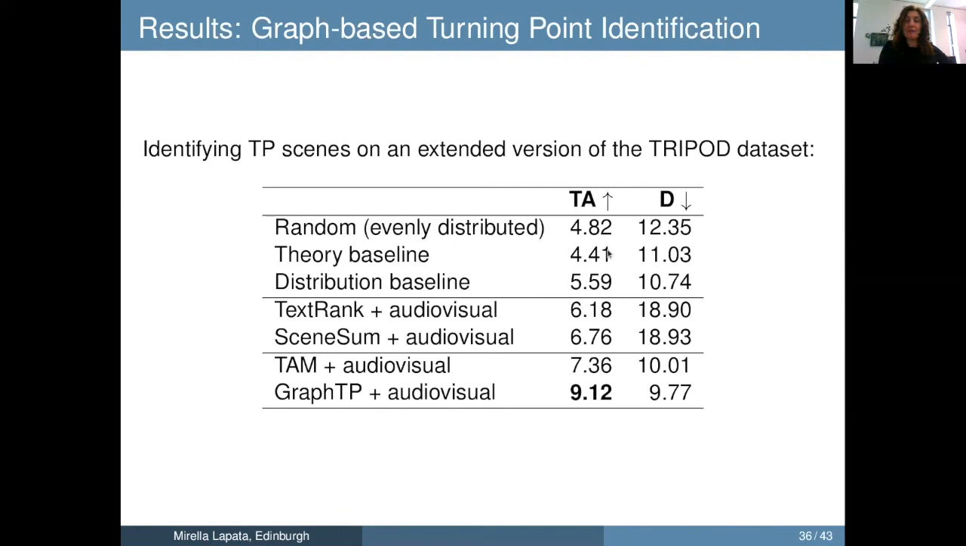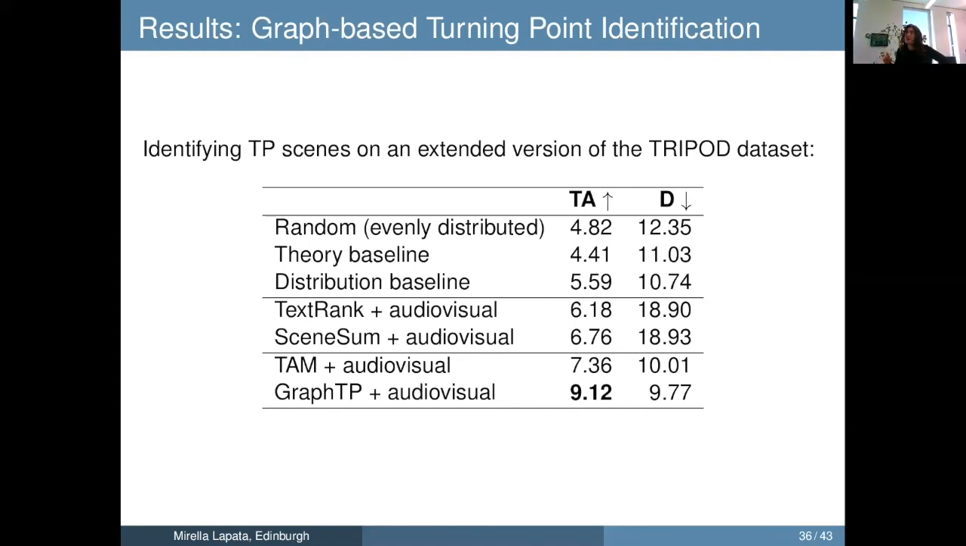So again, we have a total agreement and this distance level metric. And you see we are comparing the random baseline, the theory baseline, and the distribution baseline. These are the things that we had before. And now I have two models here that are well known in summarization. This is TextRank, an unsupervised model enhanced with audiovisual information. And SynSum, a model that performs summarization on screenplays, but has a different assumption.